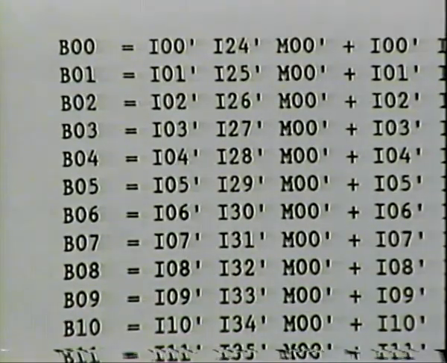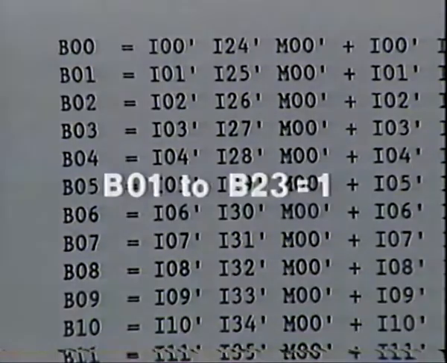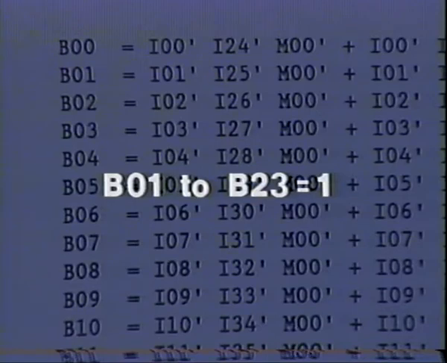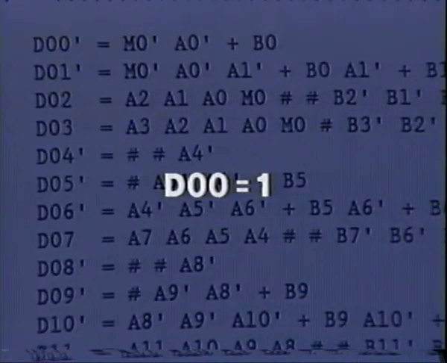The B terms are made next. The B terms are bit enable signals. Looking through the B terms, we see that B0 is not set, but the rest of the B terms 1 through 23 are set. The C terms are made next. C terms are sum bit signals. None of the C terms are made. Next come the D terms. D terms are carry bit signals. Only term D0 is made.